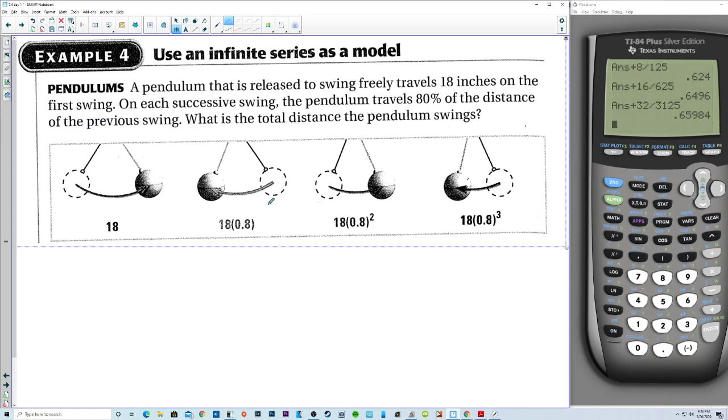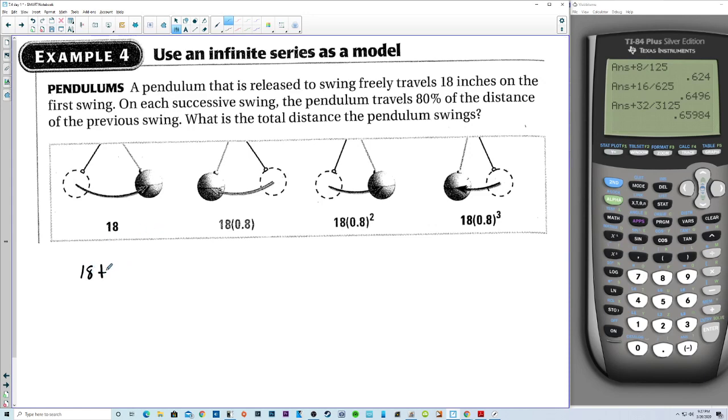Now, we're assuming that this actually swings infinitely. It never stops, but the distance it travels gets smaller and smaller and smaller. So it fits that concept. It fits the concept that in order to have an infinite sum, you have to eventually add less and less and less. What you add has to tend to 0. So what is the sum?